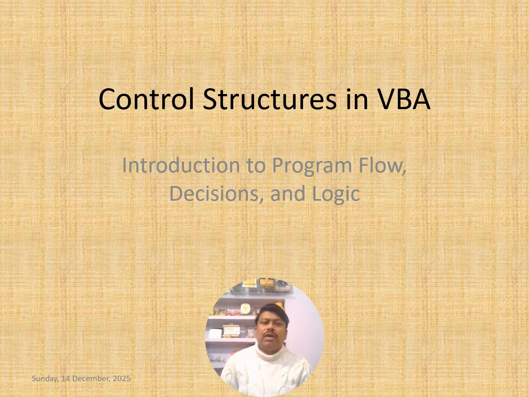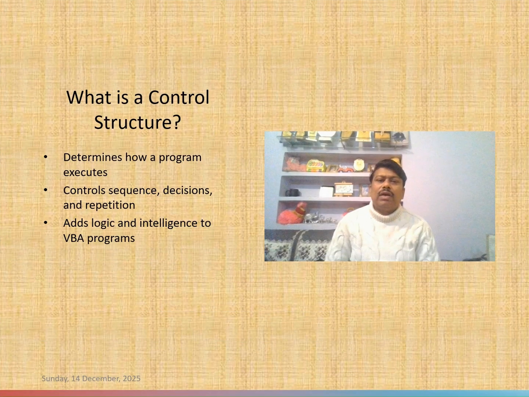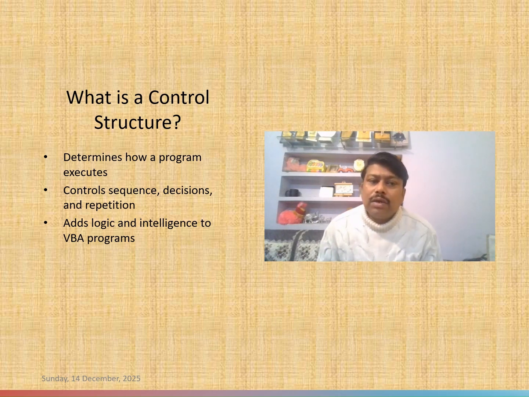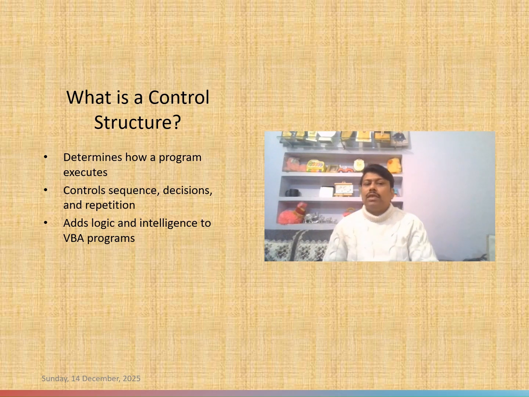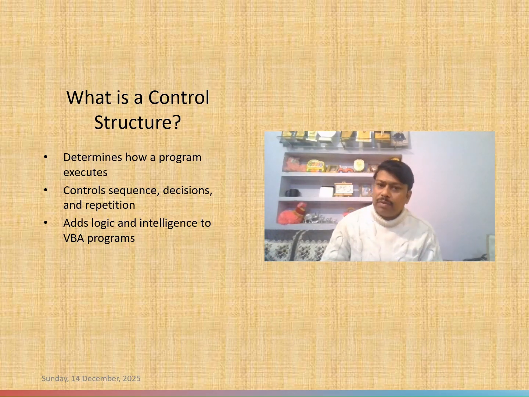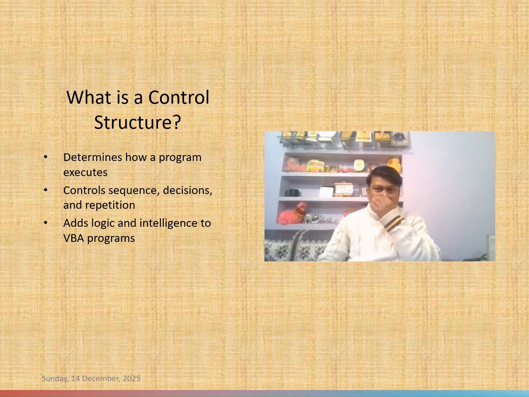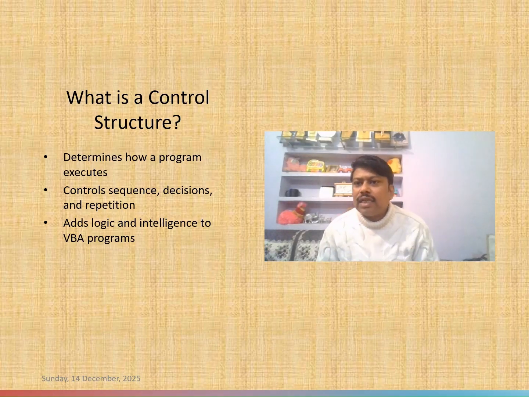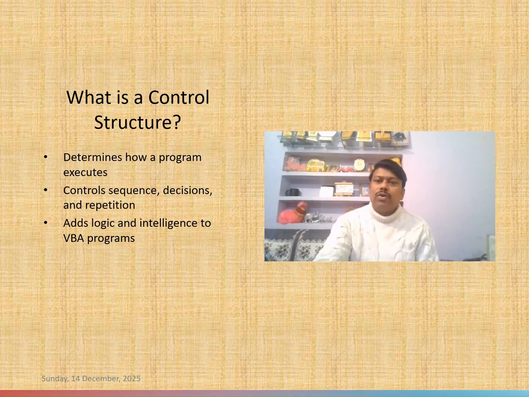We'll see here what a control structure is. It determines how a program executes, controls sequence, decisions, and repetitions, and adds logic and intelligence to a VBA program. We will discuss the meaning of program flow in the next slide.